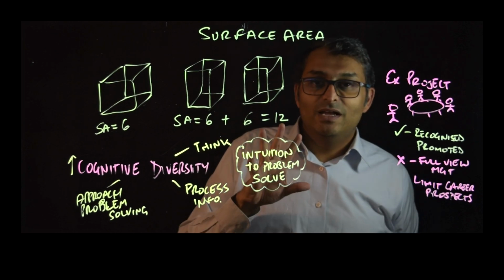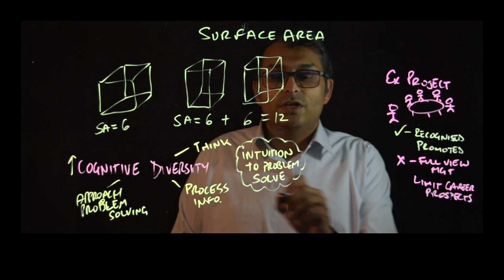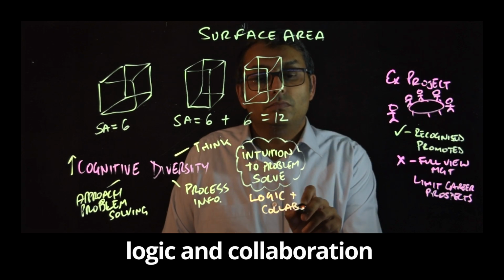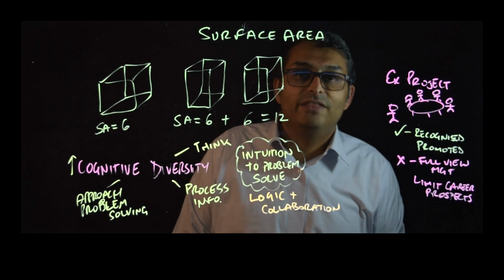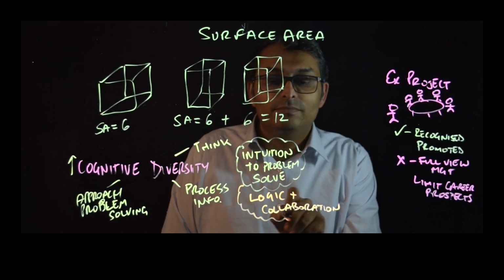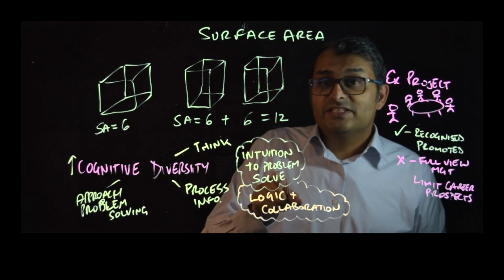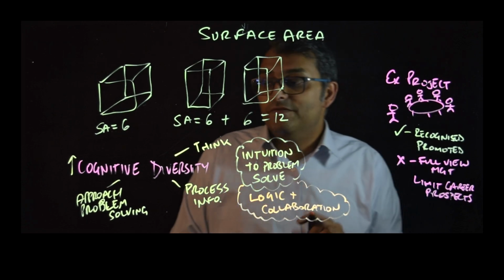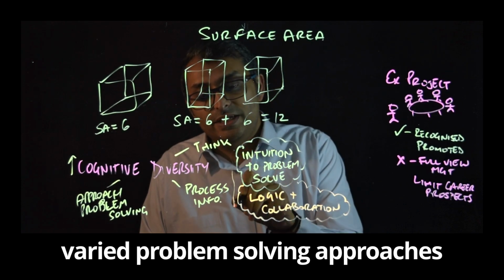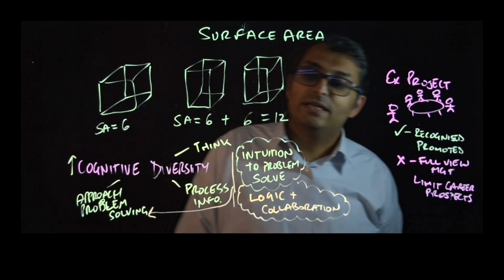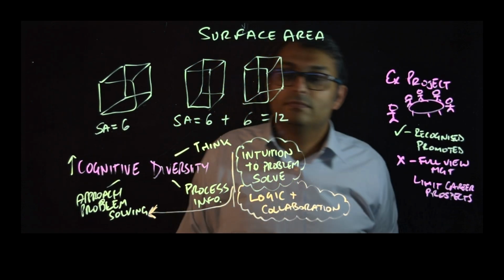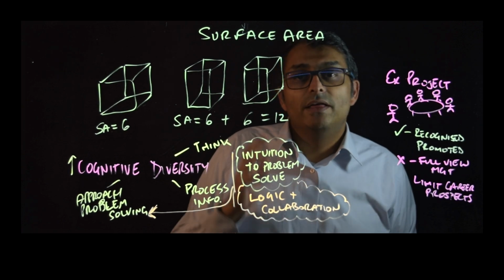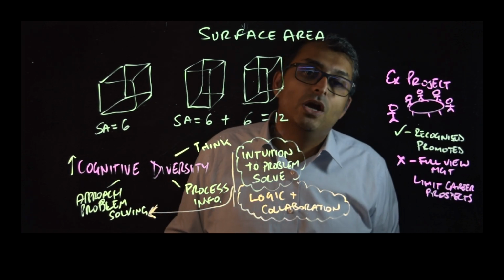Now, this is not a bad thing, but what if we could also use logic and collaboration? Let's say we could use that rather than intuition alone. So we add this into the mix. This is another key aspect of cognitive diversity, and this is called varied problem-solving approaches. And finally, another key aspect of cognitive diversity is called influence of background. This is where things like background and gender can contribute to cognitive diversity.